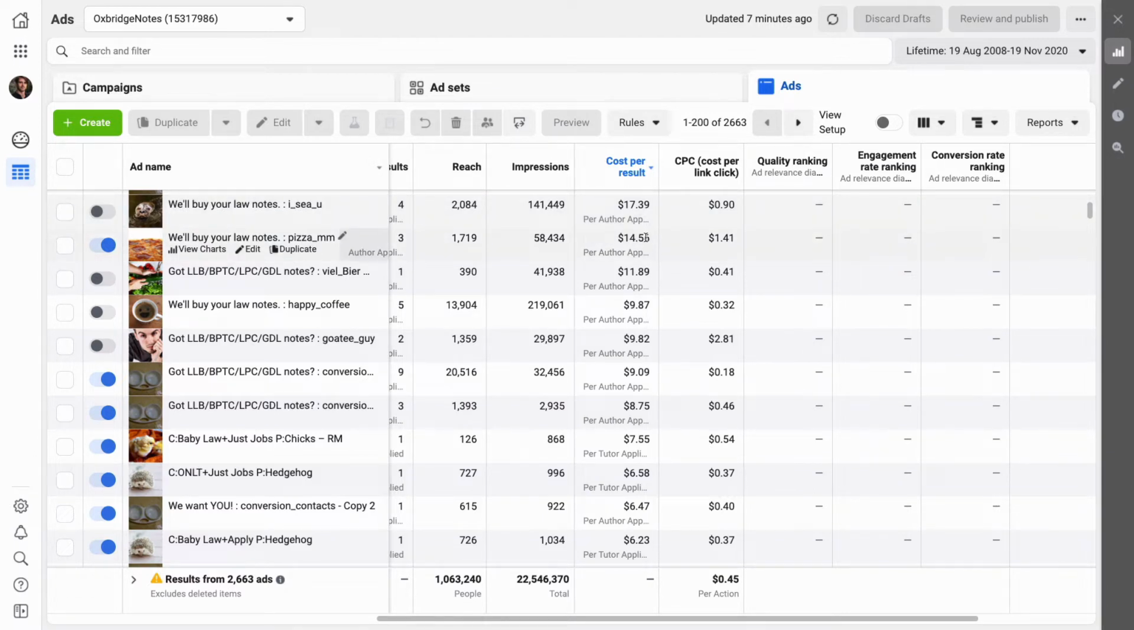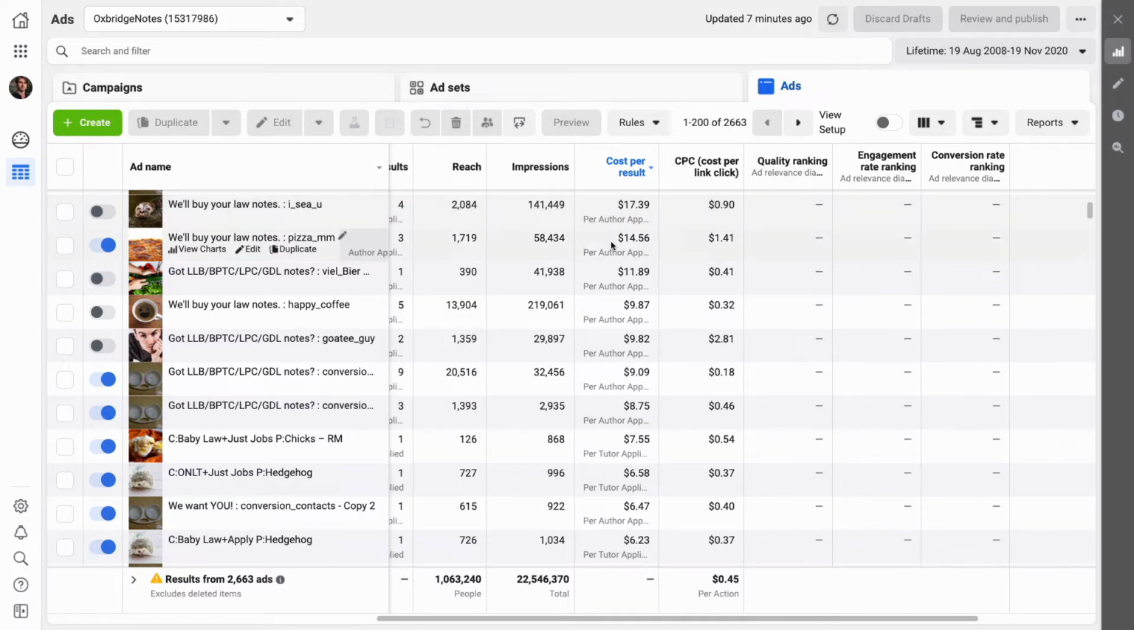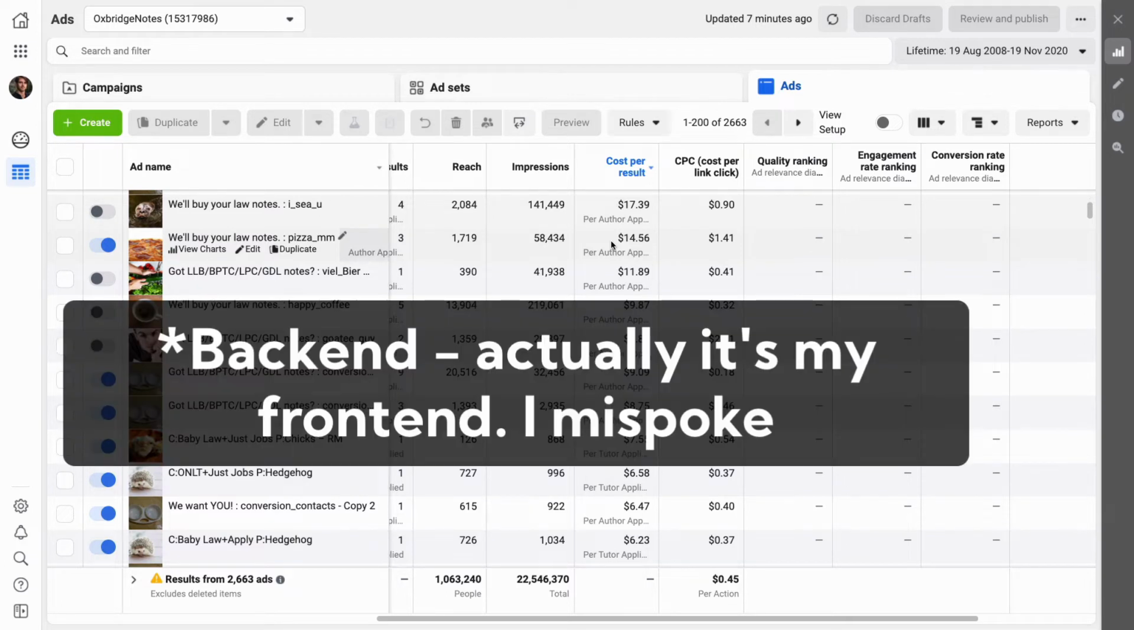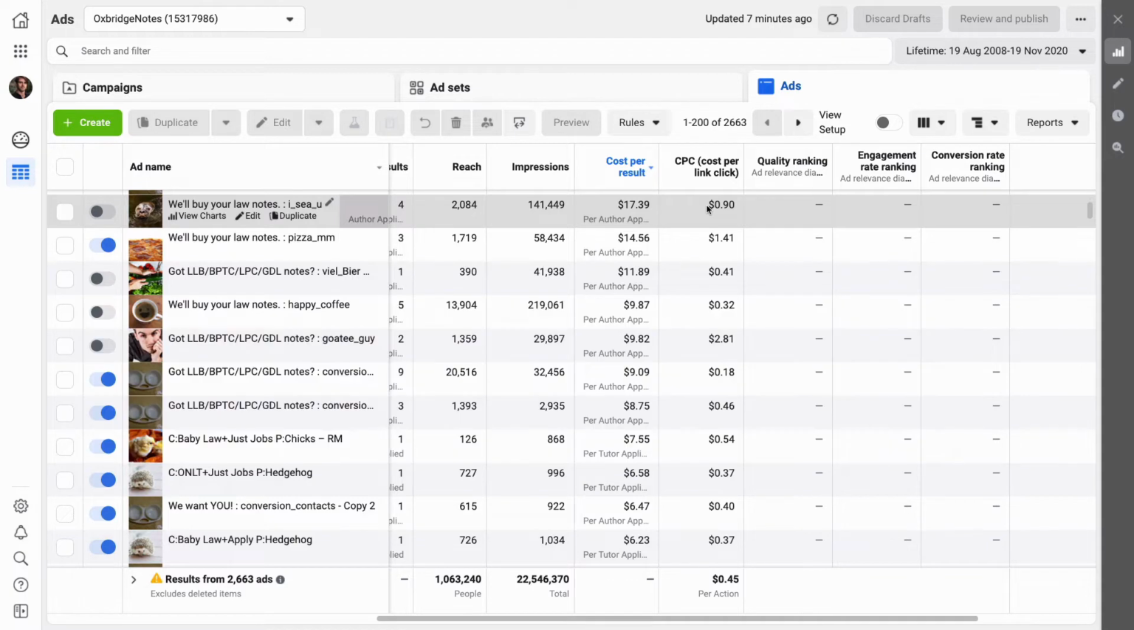This second one is much more cost effective in terms of my overall business goal, because I'm getting an author application for $14.50 instead of $17.40. So this would lead me to rightly prefer this particular advert. However, if I hadn't connected my backend to Facebook's conversion pixels, then I would just have this data. Considering that lower cost per click is always better, then I would choose the top ad. I would think it's significantly better, when in fact it was worse when I considered the entire picture.